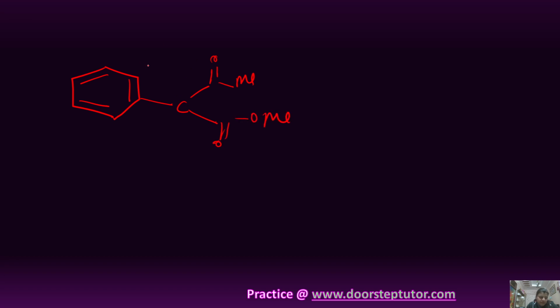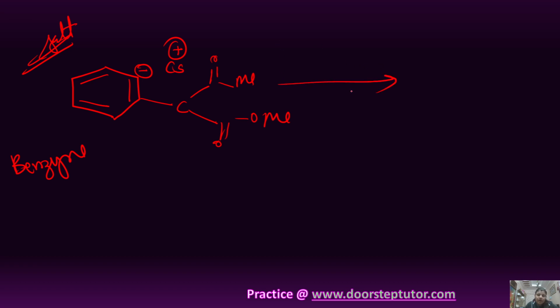So we have this particular thing, with minus and Cs plus. After the abstraction of acidic hydrogen, we are getting this particular product, which is a cesium salt, and this is a very important intermediate, a very important part of the reaction. After that, this negative charge attacks on this particular position. Why am I saying so?